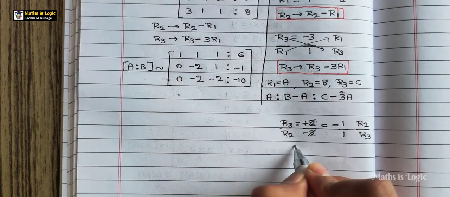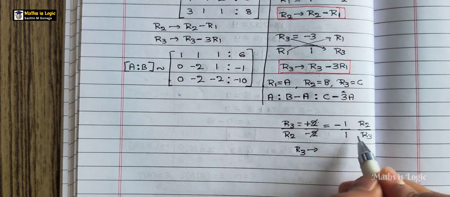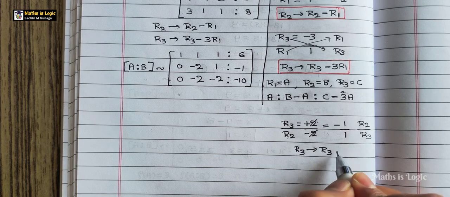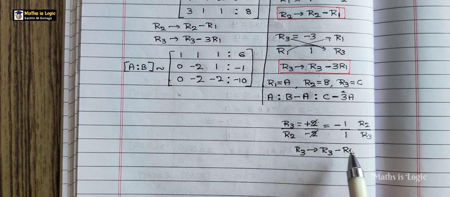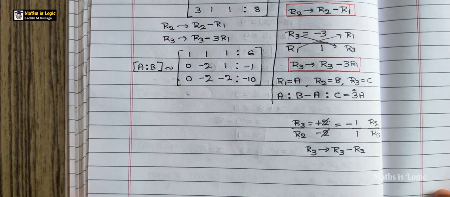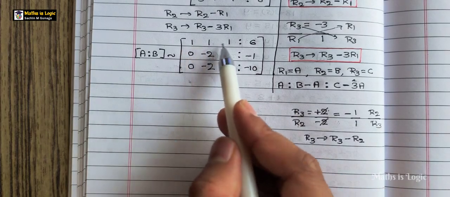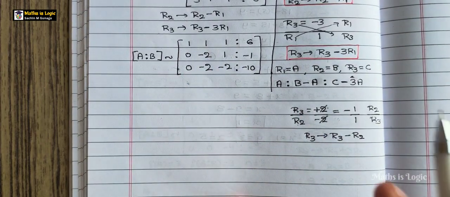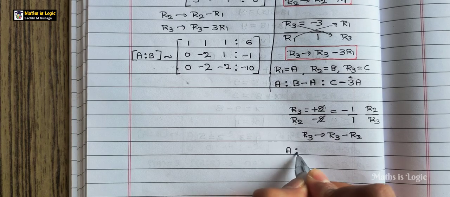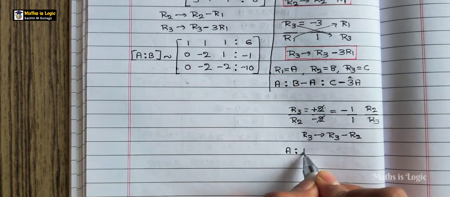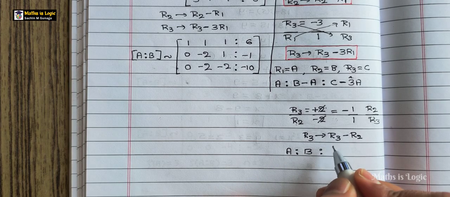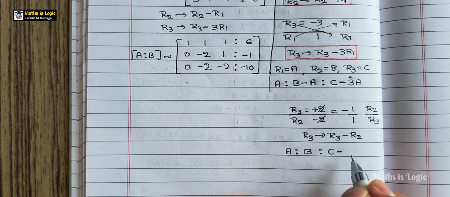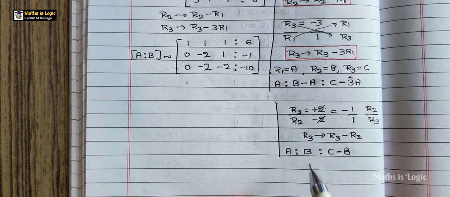Therefore formula becomes R3 changes to 1 into R3 minus 1 into R2. So if you apply this row transformation, this value directly goes to 0, correct? Therefore we are not changing the first row, so A as it is, we are not changing the second row, so this we denote by B as it is. We are changing the third row, R3 we are considering as C minus R2, as B, correct? So apply this formula.